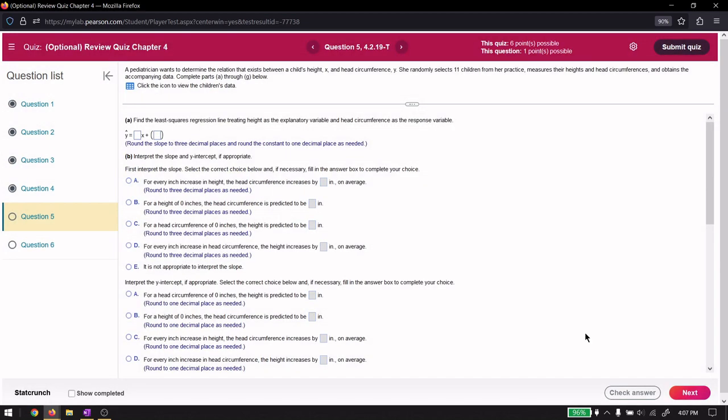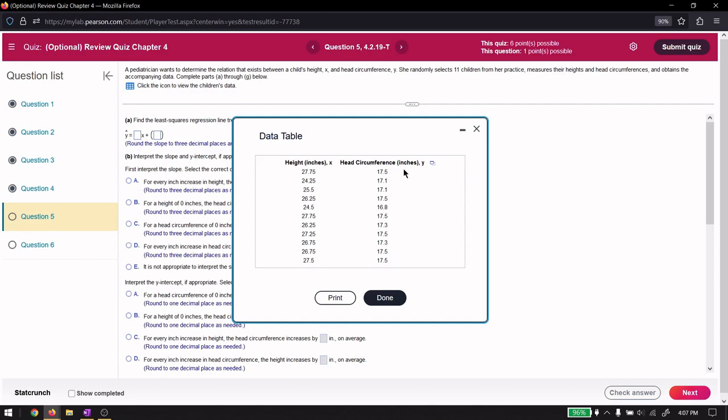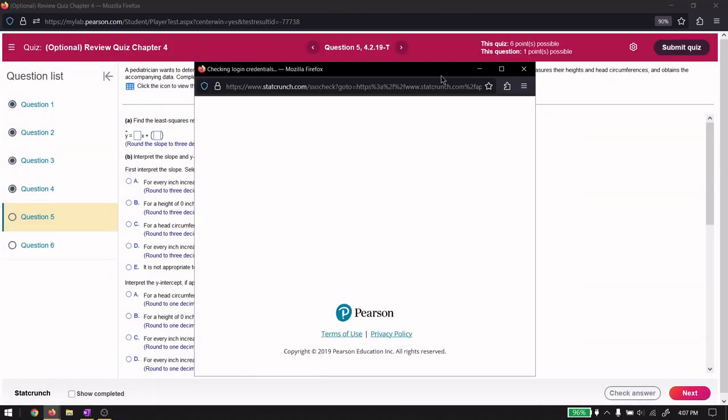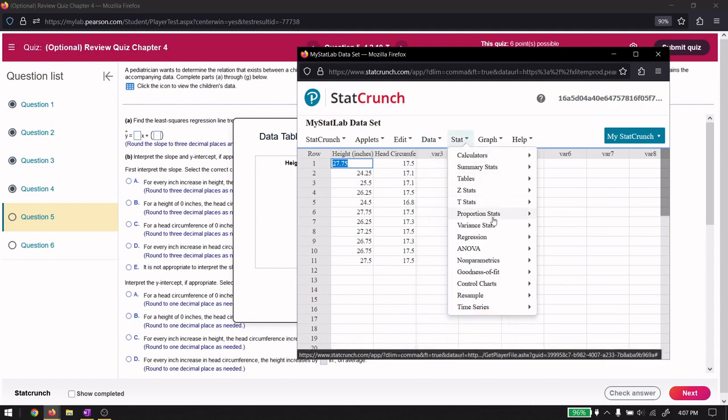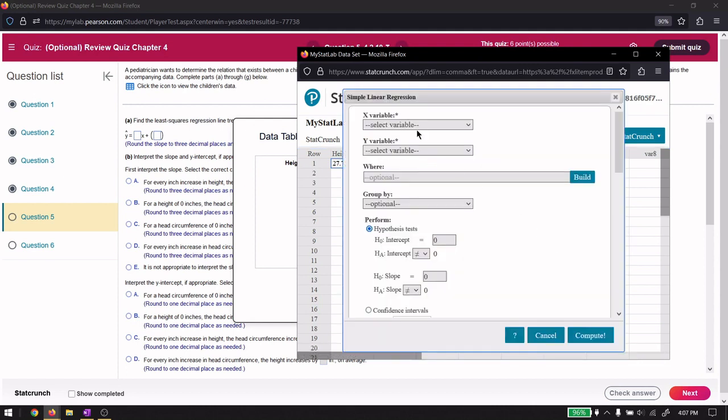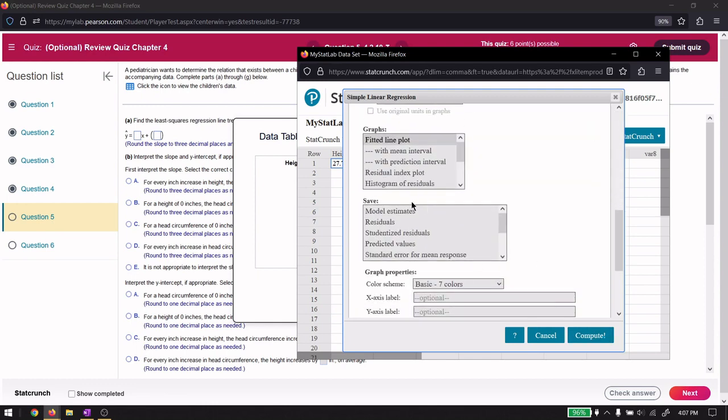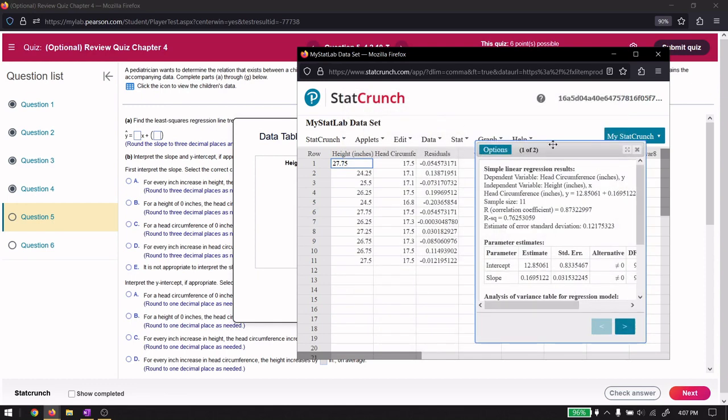Okay, question 5. Is there a relationship between the child's height and the head circumference? 11 children from our practice measure the height and head circumference and get this data. So let's find the least squares regression line. Same process we've been doing. Stat, regression, simple linear, x and y. I'm going to save the residuals just in case.